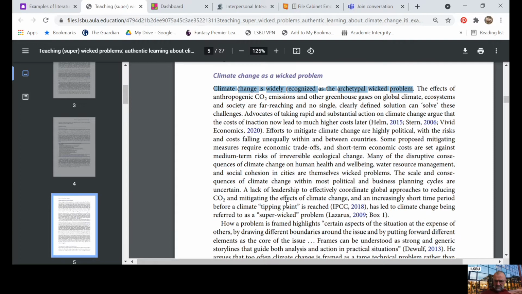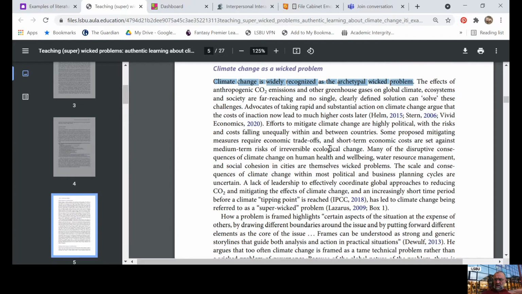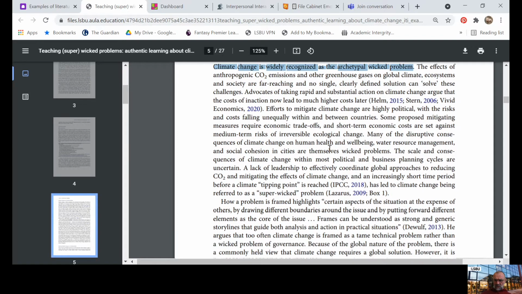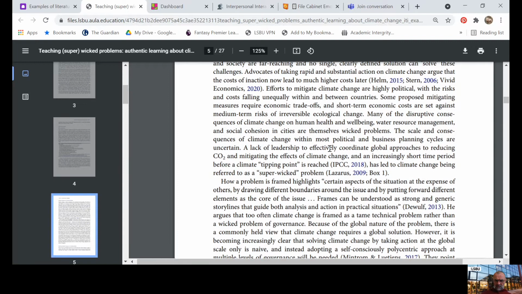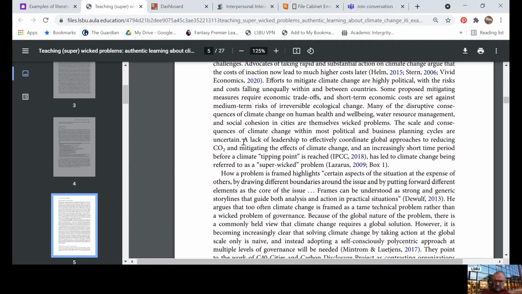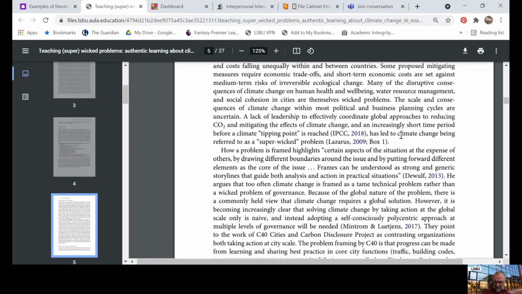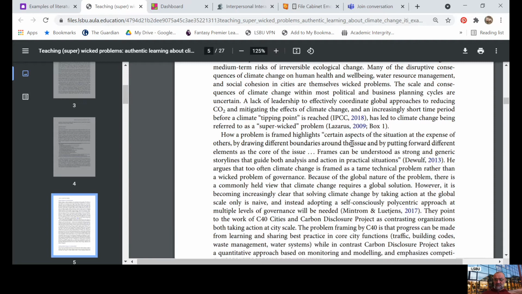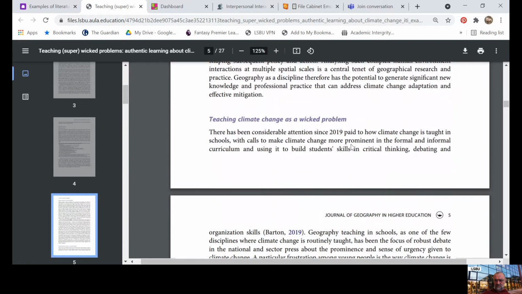And you can see looking through here, Helm, Stern, Vivid Economics, they talk about climate change. You can see further on that this stuff from IPCC is about global approaches to reducing CO2. So we know that's about climate change. You can see at the end here stuff about climate change, a super wicked problem from Lazarus. Okay. So again, you've got topic sentences.